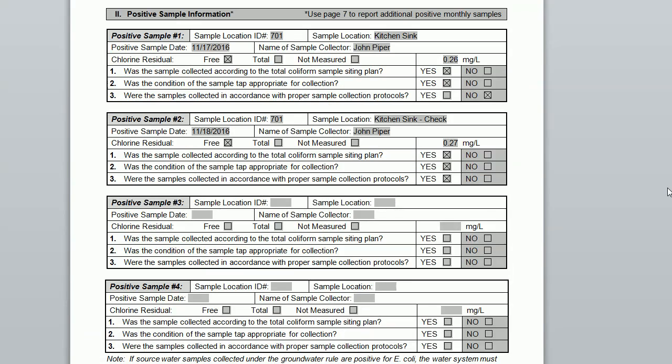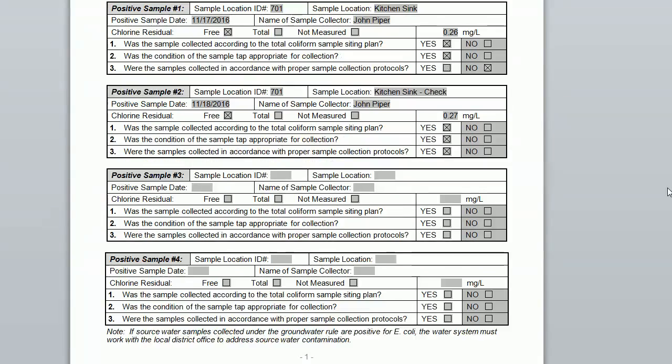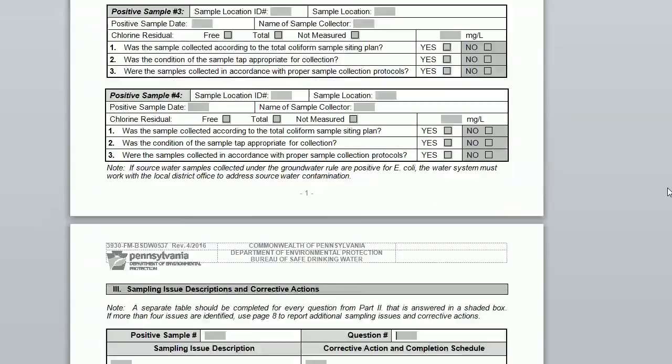Anything in a gray checked box in the positive sample information is considered an issue and needs to be addressed in Part 3. So you can see here in this example of Part 2, they had checked no to question number 3, which is a gray box. This indicates that samples were not collected in accordance with proper sample collection procedures. Now we know we have a sampling issue, and we go back to Part 3.